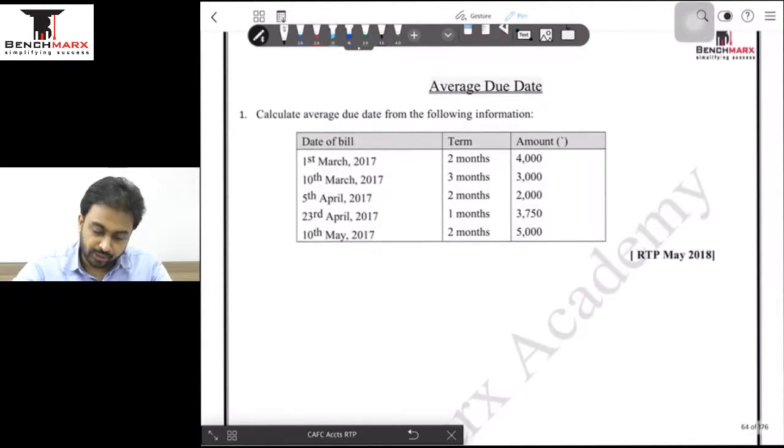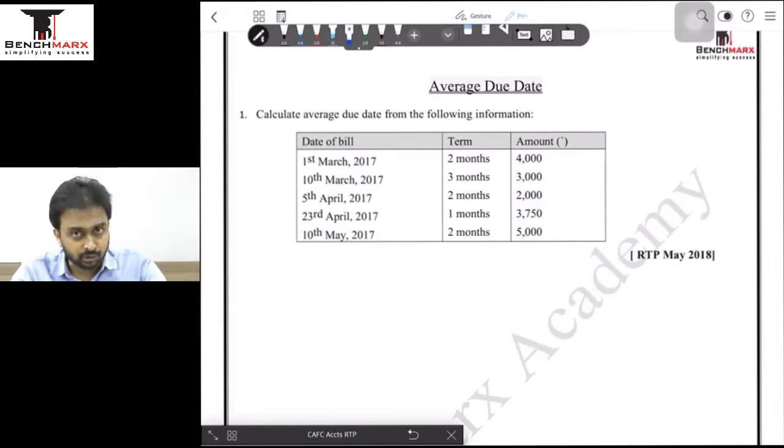Compute the average due date from the following information. ठीक है. So we got 5 different bills. There is 1st of March, 10th of March, 5th of April, 23rd of April, and 10th of May. And then we got different types of terms for different types of bills. ठीक है. And then we have the amount.